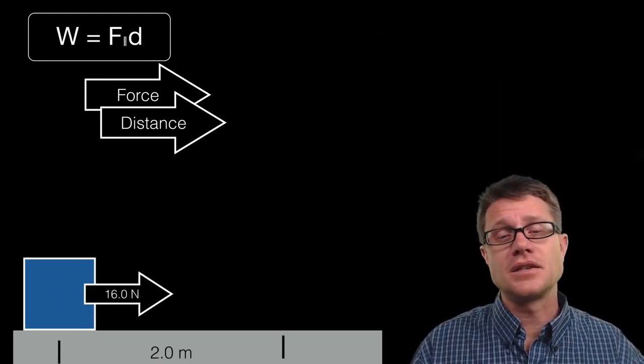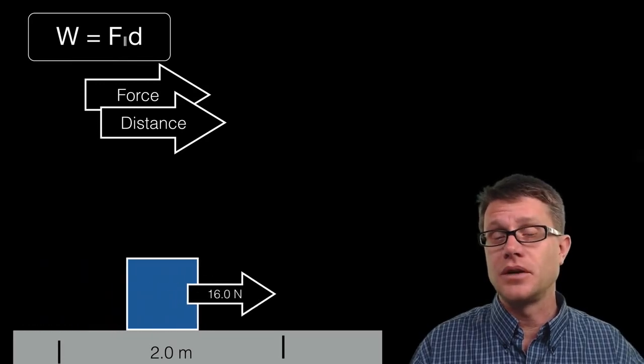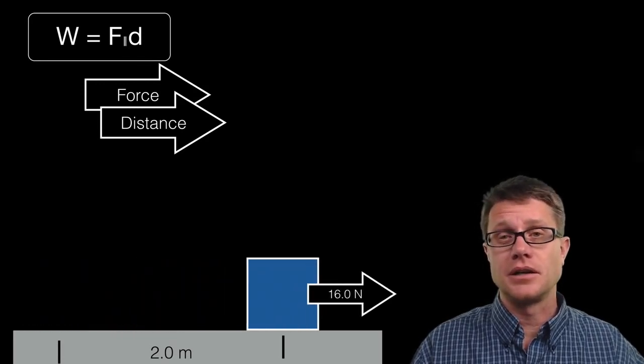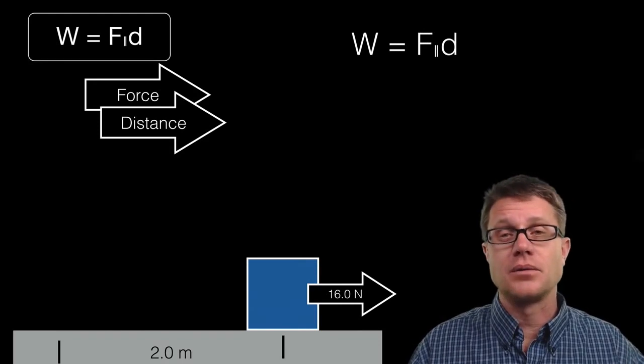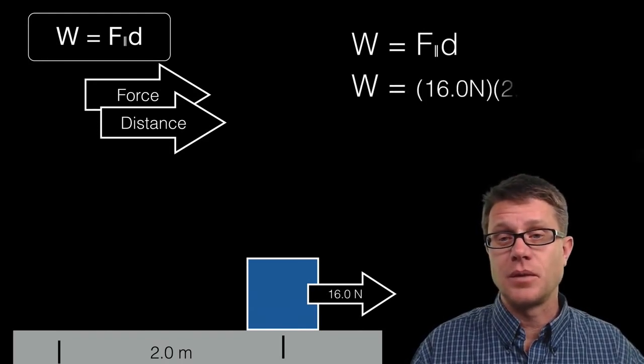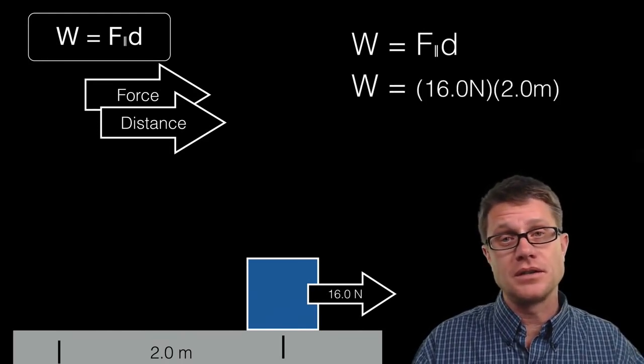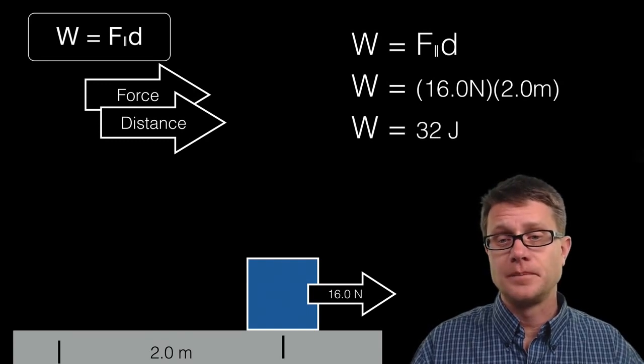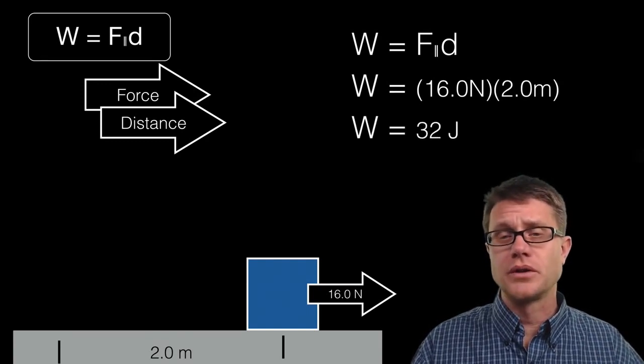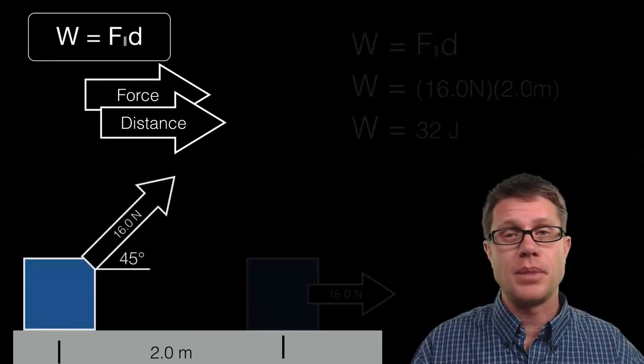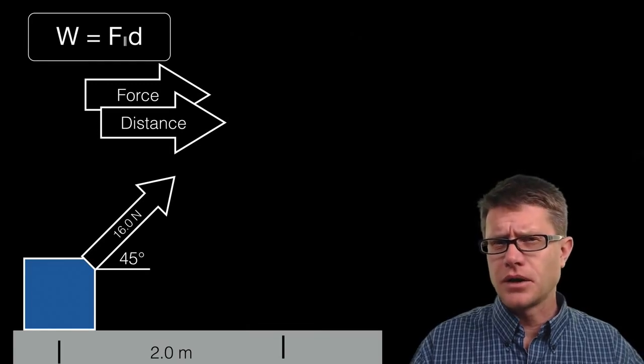Let's say I apply a 16 Newton force to an object and I move it 2 meters. Could you calculate the work? Well, again, work is equal to force parallel times distance. What's my force? 16 newtons. What's my distance? 2 meters. And so that's going to be 32 joules of work that I've done on that box. Let's try a more difficult problem.